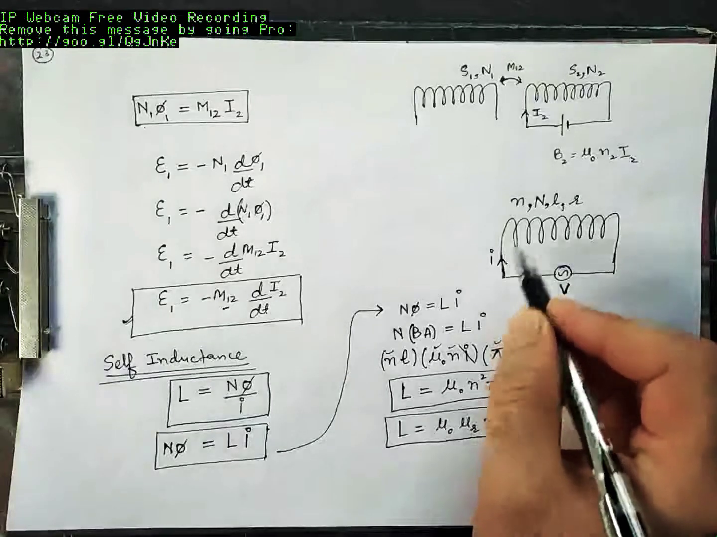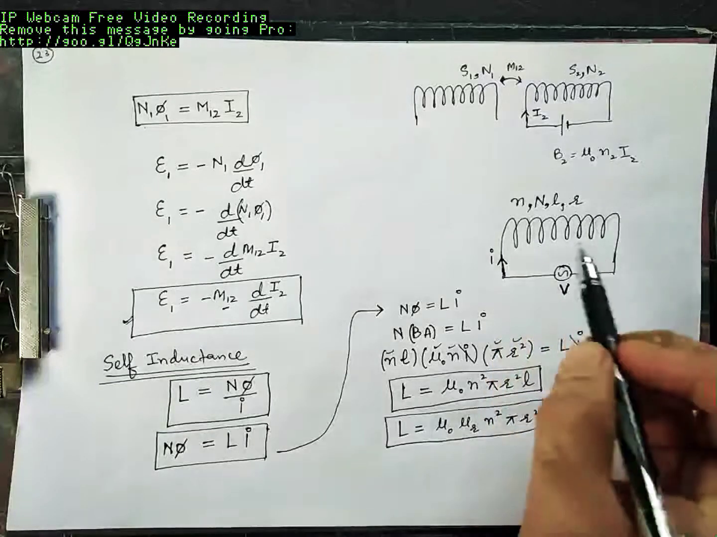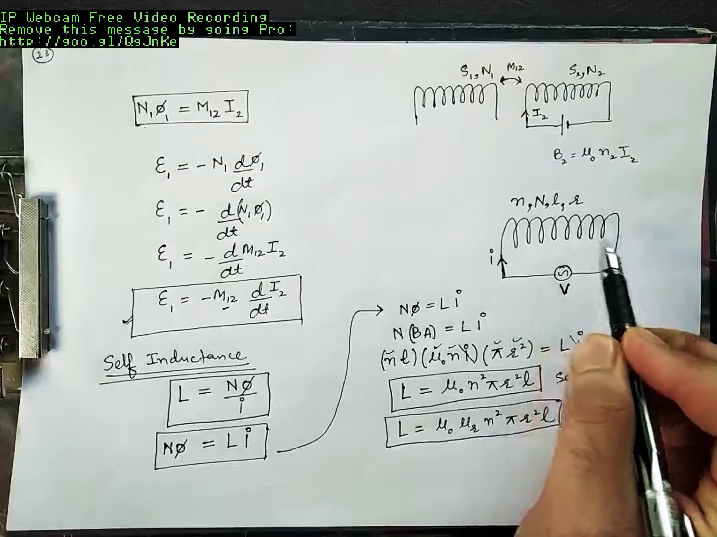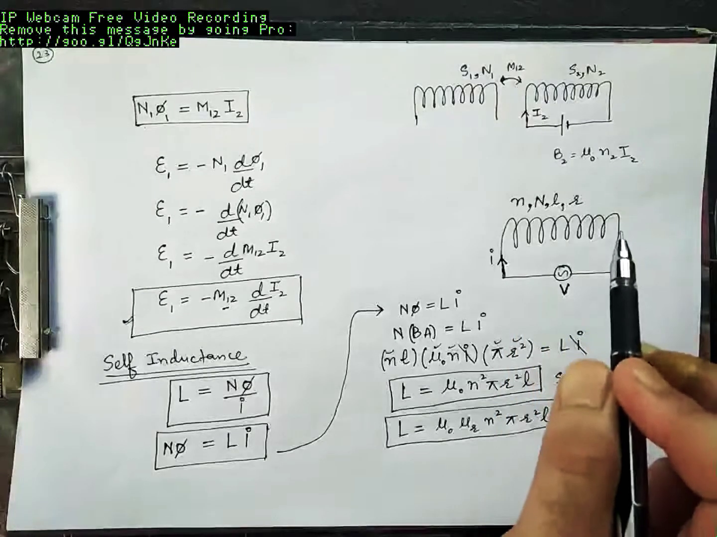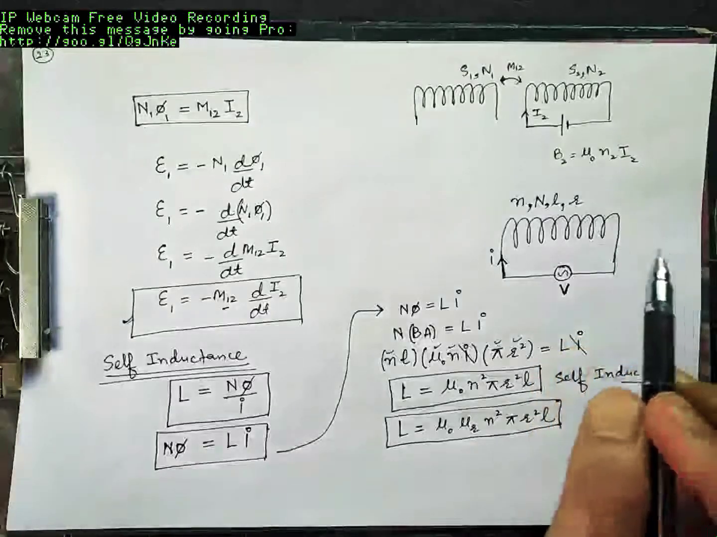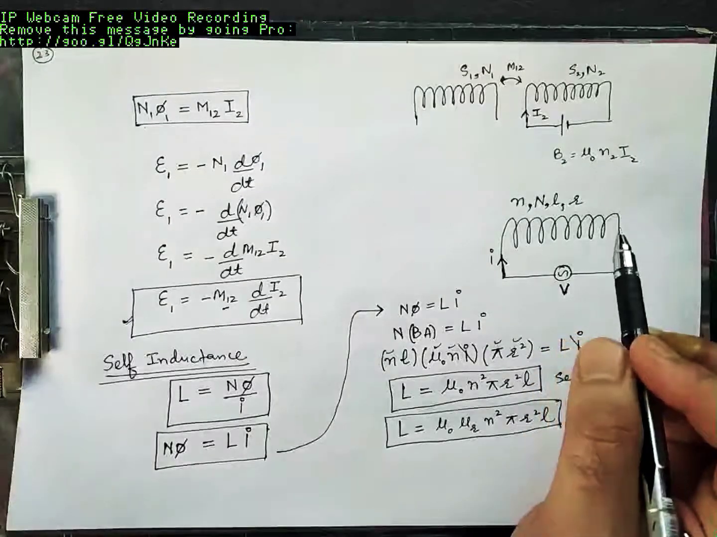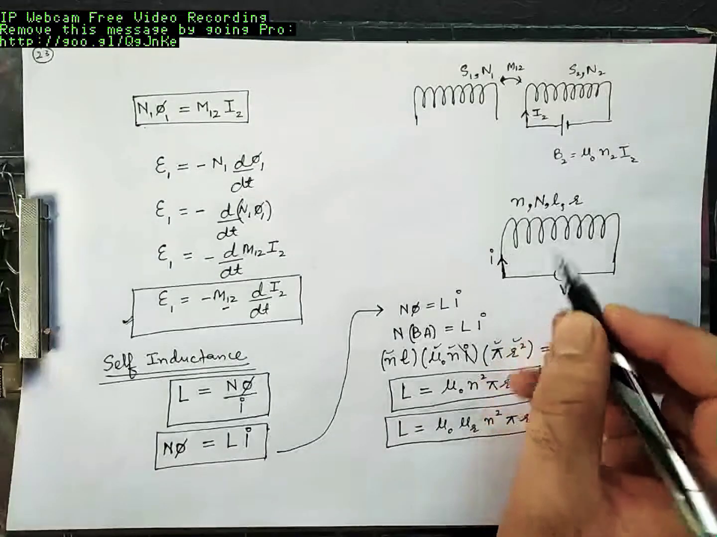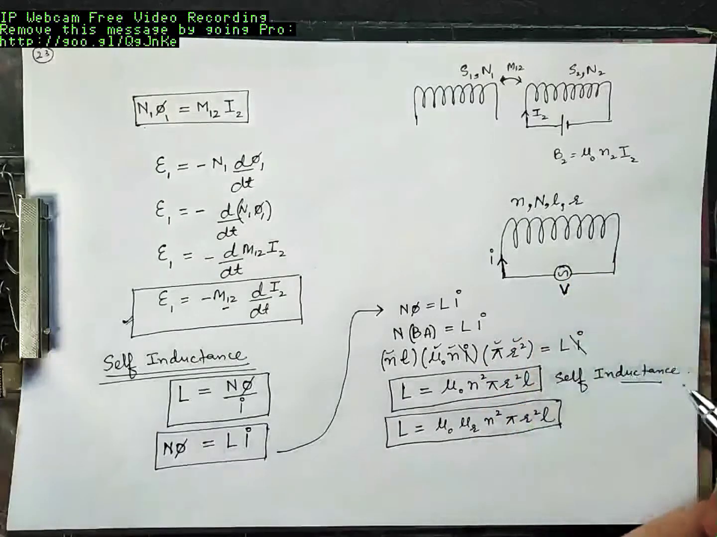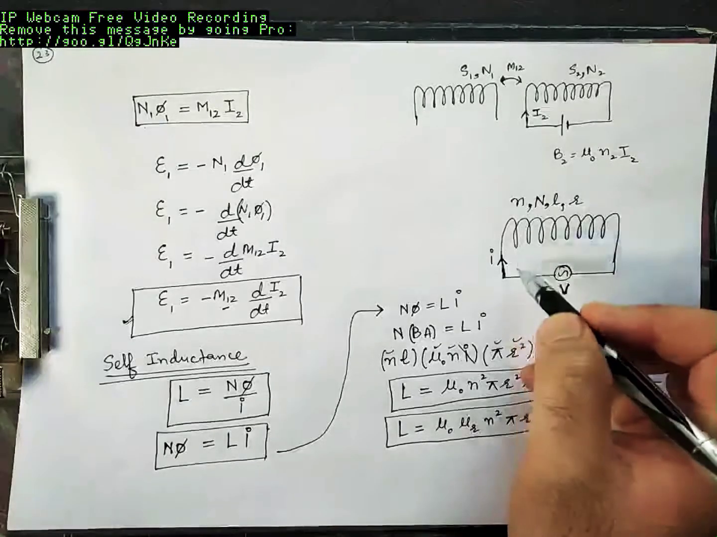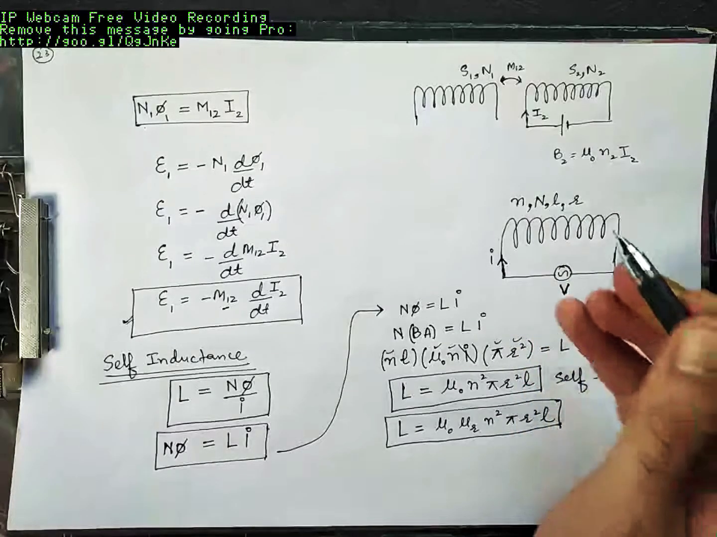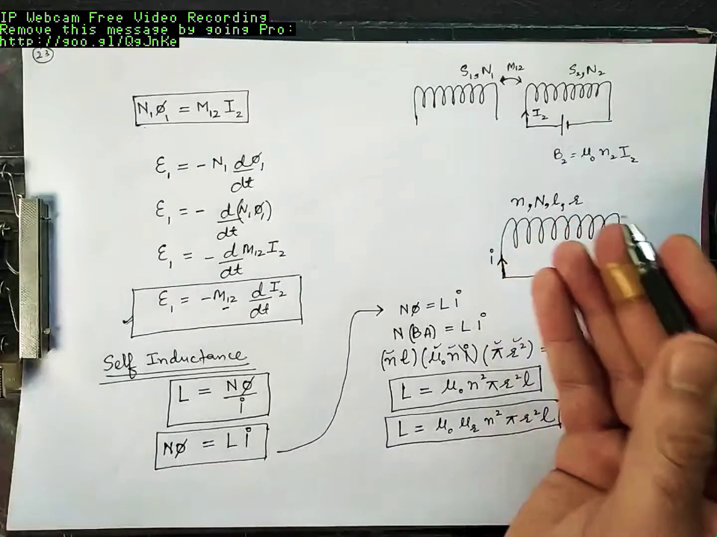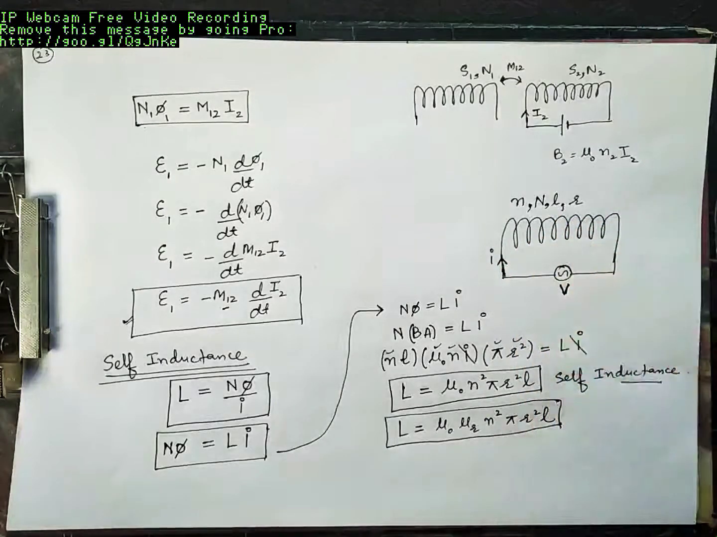If here current was increasing, so flux was increasing. Because of that increasing flux, here a voltage will get induced. That induced voltage will produce a current of its own, or will try to produce a current of its own, which will try to decrease this current. If current was decreasing, that flux will try to increase the current. If flux was decreasing, current will be induced which will try to increase the flux back.